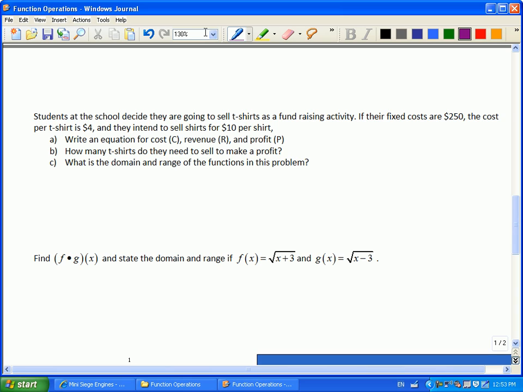Okay. So students at the school decide they're going to sell t-shirts for a fundraising activity. Their fixed costs are $250 and per shirt is $4. So maybe the $250 is to rent a booth and pay for some fixed items that they need. It says if they can sell the shirts for $10, we're going to model this one using those adding and subtracting. It's a kind of lame application, but we'll show you how this works.